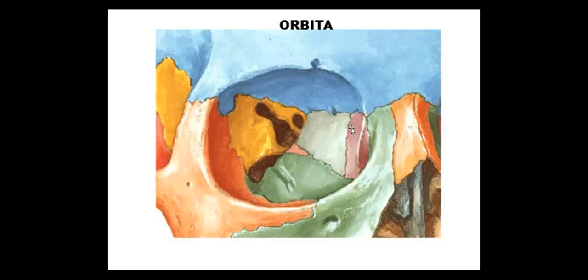And next, here is present a canal, it's a nasolacrimal canal connecting orbita with nasal cavity. Please remember. And okay, here, what is it? Replay. This one. Orbital surface of the ethmoid bone. Yes.